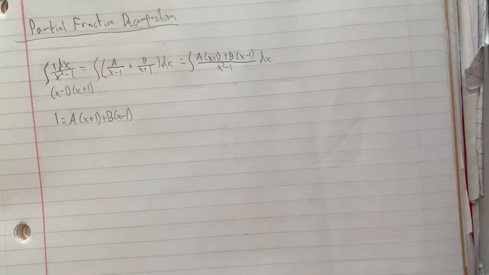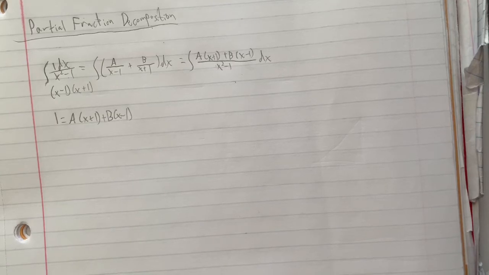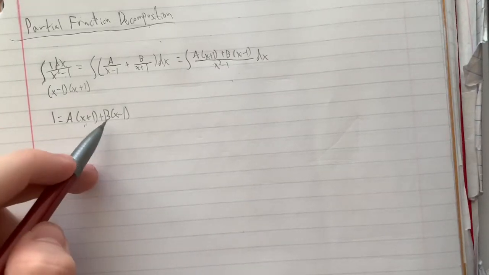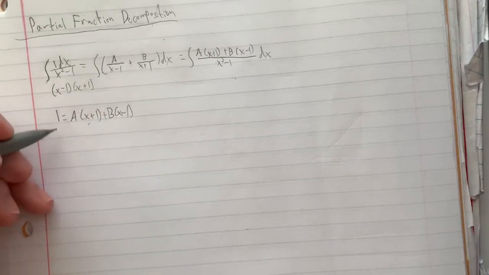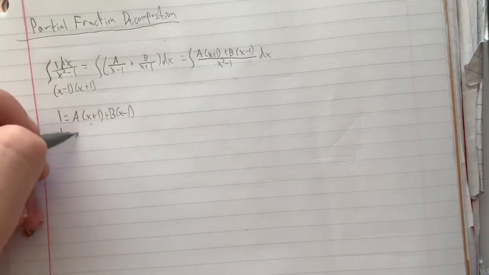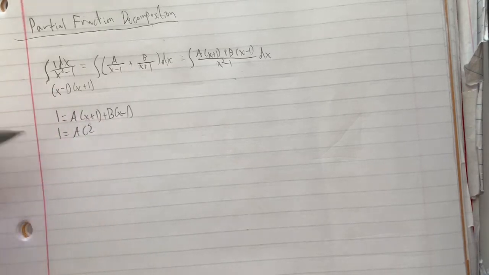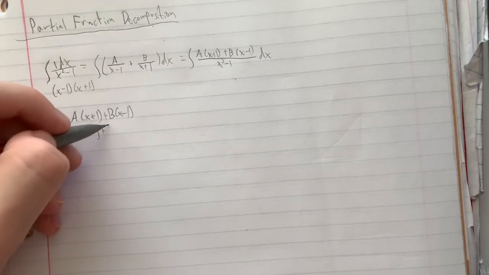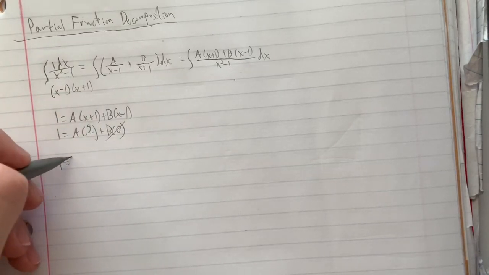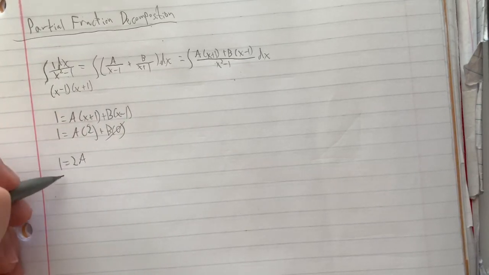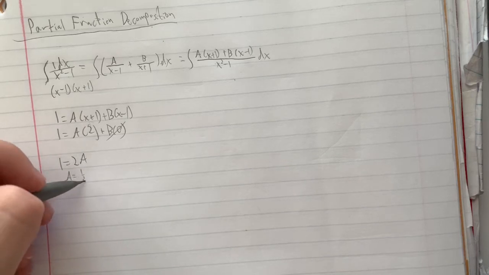And the way we're going to do that with the simple case is plugging in the zeros of each of these terms. So first let's plug in 1 to find what a is. If we plug in x equals 1, we get 1 equals a times 2, because 1 plus 1 is 2, plus b times 0, so this goes away. And we have 1 equals 2a, so a equals 1/2.